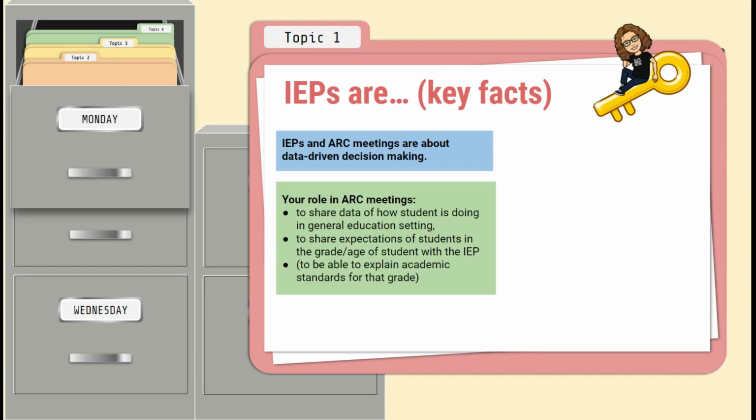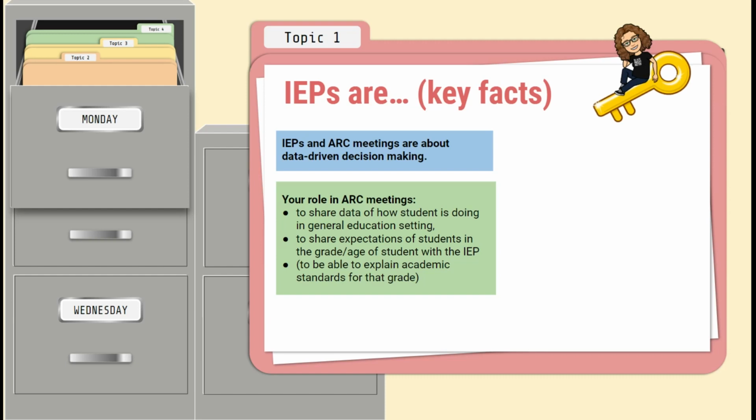When you are in an ARC meeting, there are many roles that you will take at the meeting. One is to share data of how the student is doing in the general education setting. Another is to share expectations for students in that grade level or age level. So we're talking about same age peers or same grade peers. What do sixth graders do in math at that grade level? What do third graders do in language arts? Whatever grade the student is, you're going to share the expectations for students, the academic standards for that grade. We're looking at the academic content.